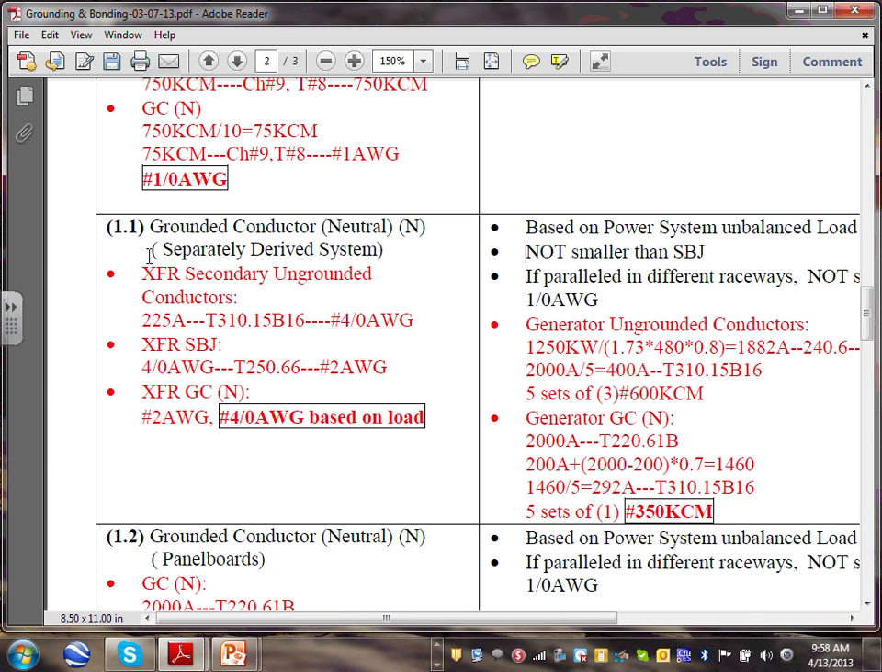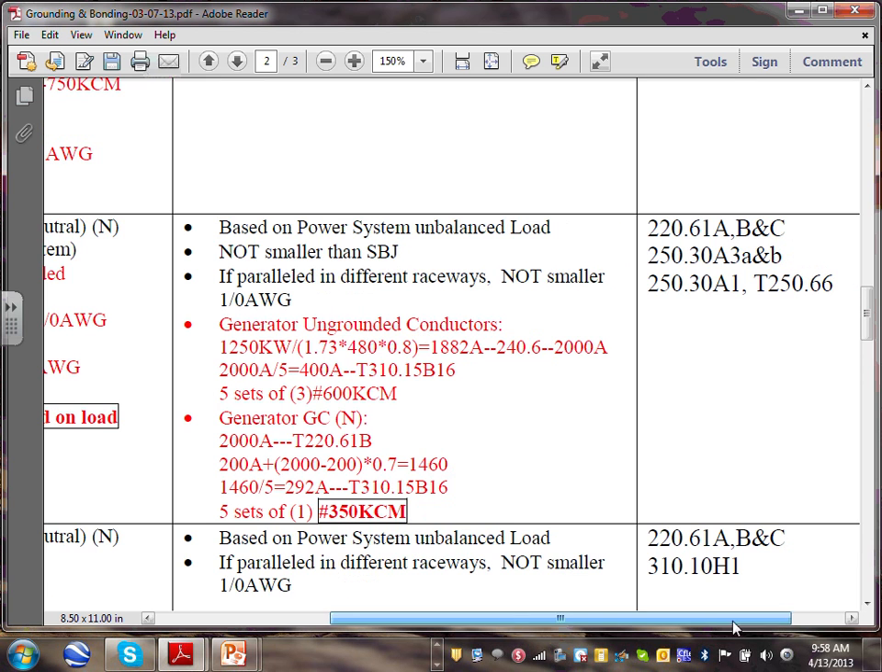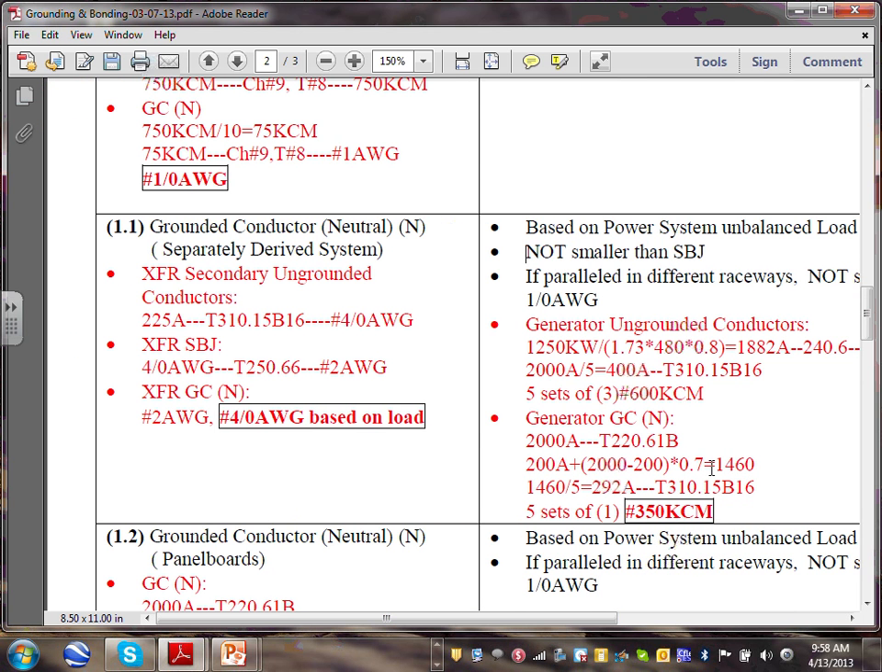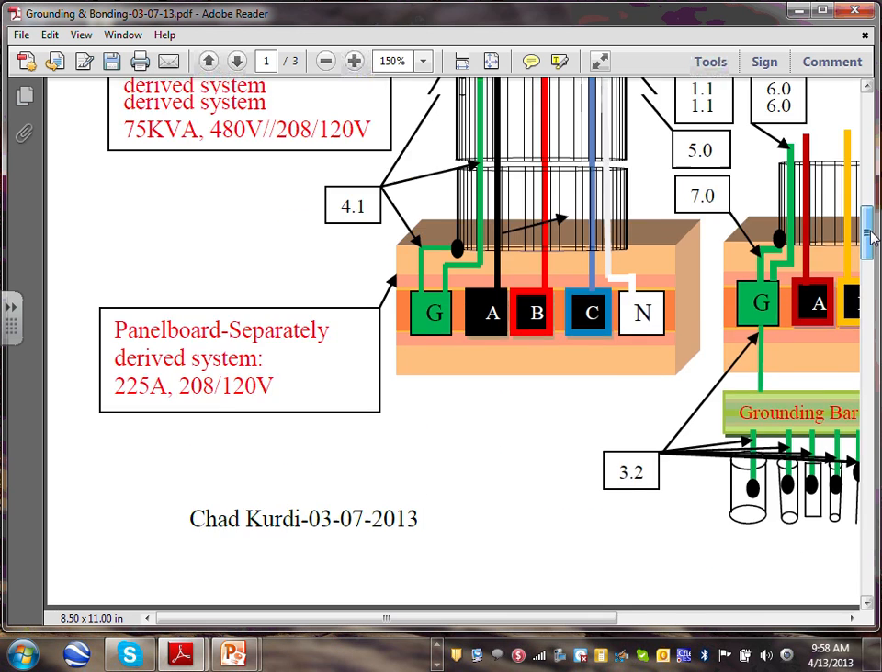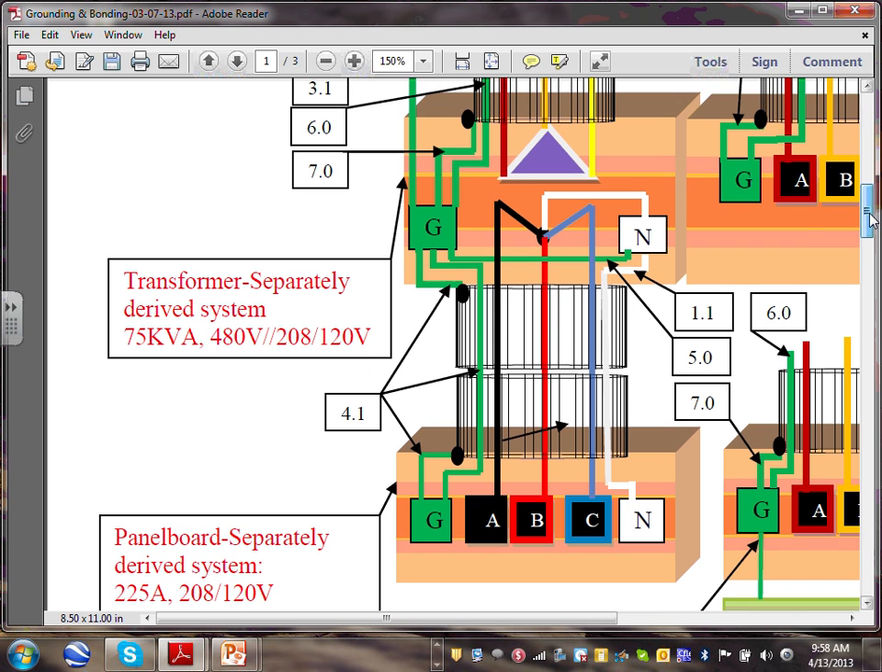Okay. Any question, guys, about the grounded conductor? How we came up with the size of the grounded conductor? Not smaller than the system bonding jumper. What's my reference? Here's your reference, guys, right here, without getting into it. Okay, so I sized my neutral. My neutral came up with the minimum number 2, but I decided to use the so-called full neutral, 4-aught.